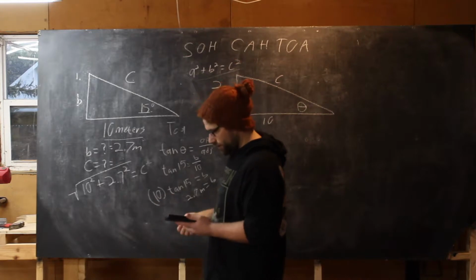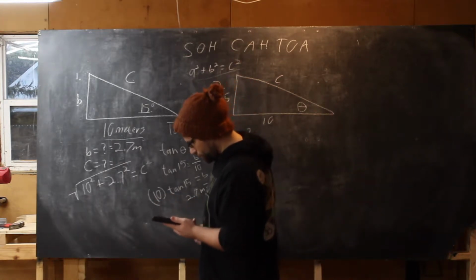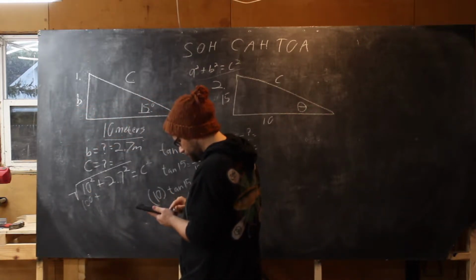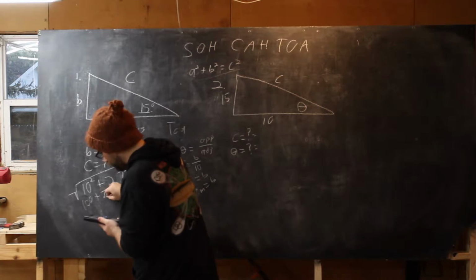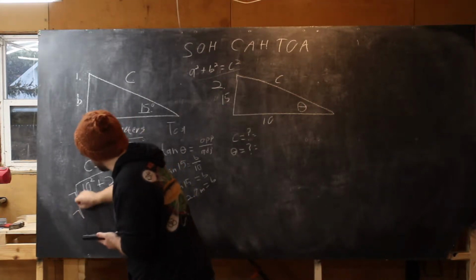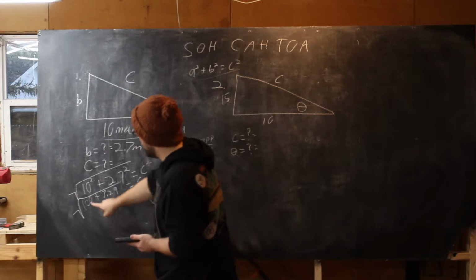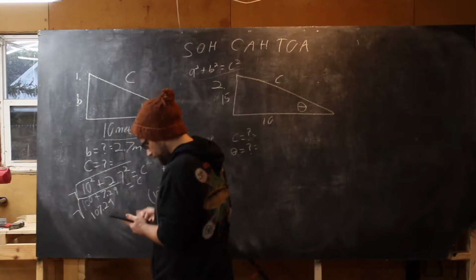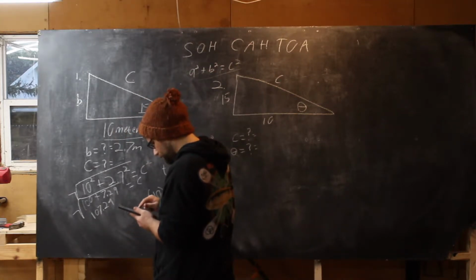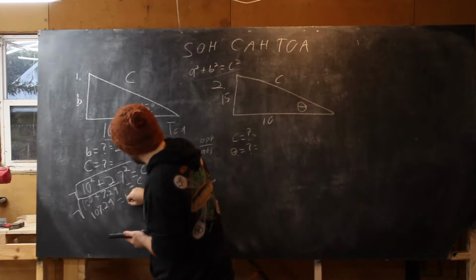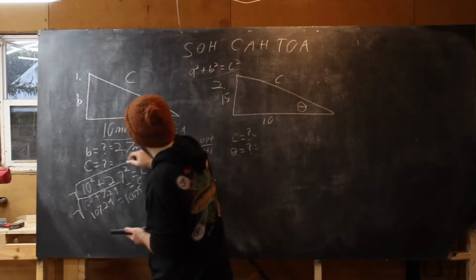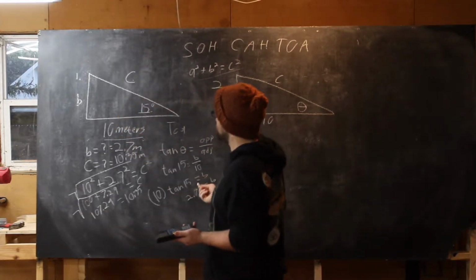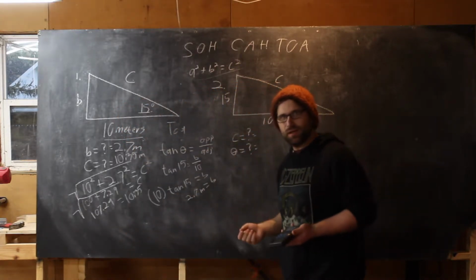So then 10 squared is 100, plus 2.7 squared is 7.29, square root equals C. And then 100 plus 7.29 is 107.29. Square root of that is going to be 10.35. So my C is 10.35 meters. Nice and simple, right? Okay, let's do the other one.